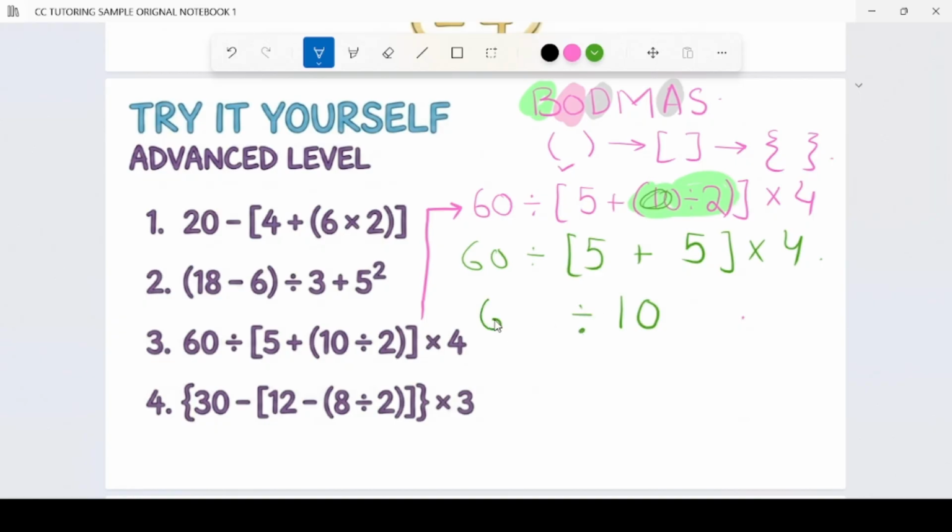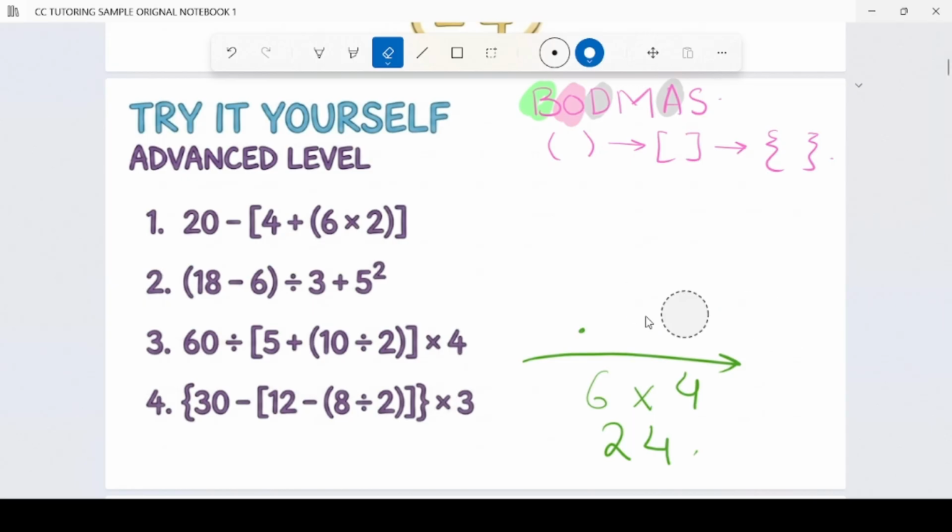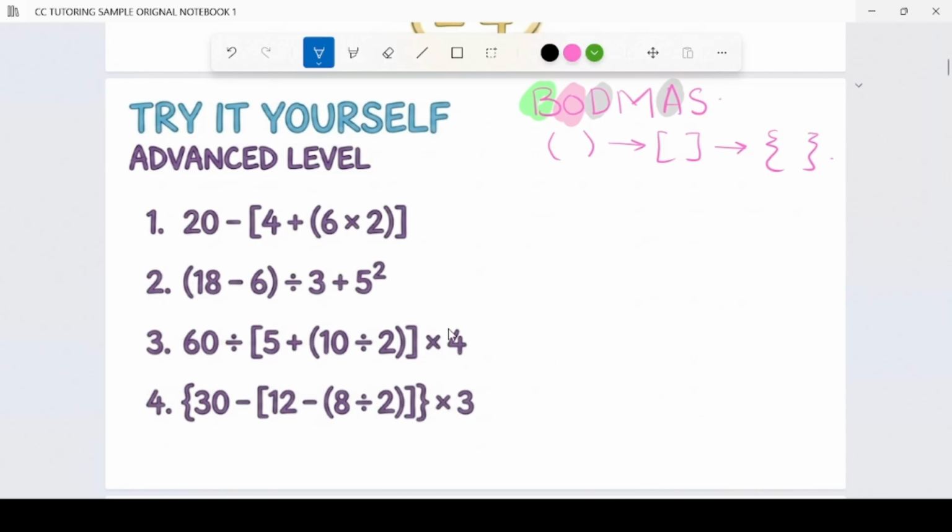Now I've solved this bracket: 60 divided by 10, multiplied by 4. And I have told you, if there are only multiplication and division, we can solve it from left to right. That is 60 divided by 10, 6, multiplied by 4. 6 ones are 6, 6 twos are 12, 6 threes are 18, 6 fours are 24. So the answer for this one is 24. I hope you got this one.